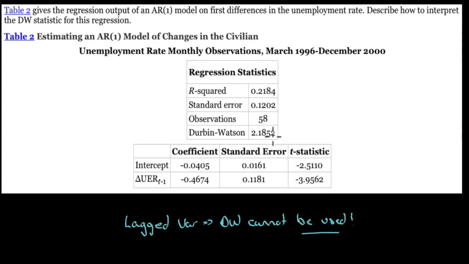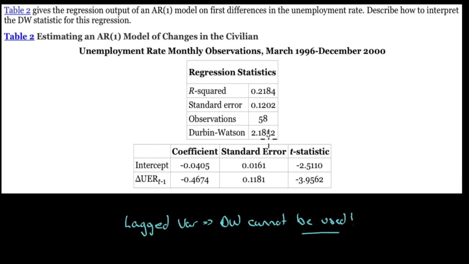And there's our Durbin-Watson statistic. So how would you go about interpreting that statistic? We look at our intercept and the change, the first difference in the unemployment rate for T minus 1. They look to both be significant in this respect, and the 2.18 is close enough to 2 for us to say there's no serial correlation.